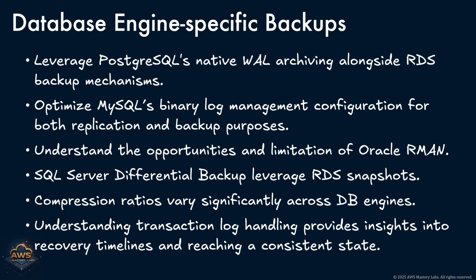Compression ratios during backup can vary significantly across engines. PostgreSQL may compress differently from SQL Server or Oracle, and this affects both your storage footprint and cost efficiency. Transaction log handling differs as well. PostgreSQL's WAL, SQL Server's transaction logs, and MySQL's binary logs all influence how fine-grained your recovery can be and how long it takes to reach a consistent state post-restore. Understanding these engine-specific characteristics empowers you to design backup strategies that are not only compliant and cost-effective, but also tailored to the operational realities of your chosen database platform.